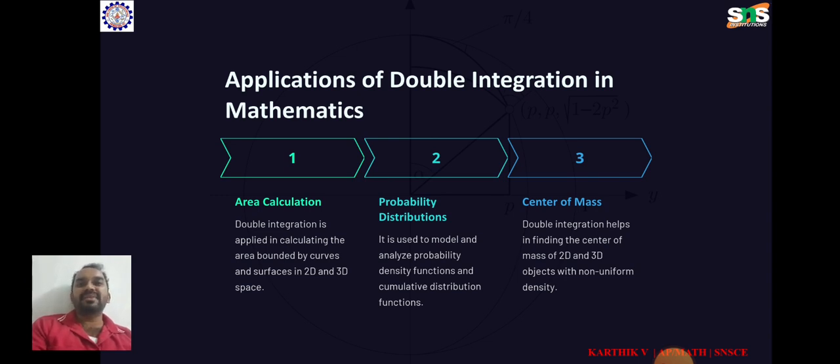Heat and mass transfer. In engineering applications, double integration is employed to analyze heat transfer and mass transfer phenomena. Fluid dynamics. Double integration is used to compute properties of fluid flow such as fluid velocity, pressure distribution, and rate of flow. In mechanics, double integration is utilized to determine the mass, moments of inertia, and other properties.